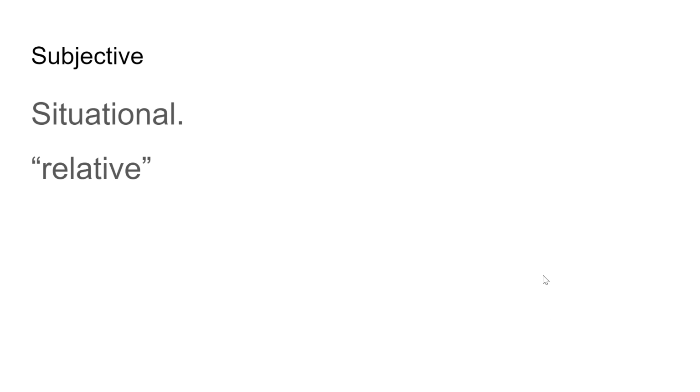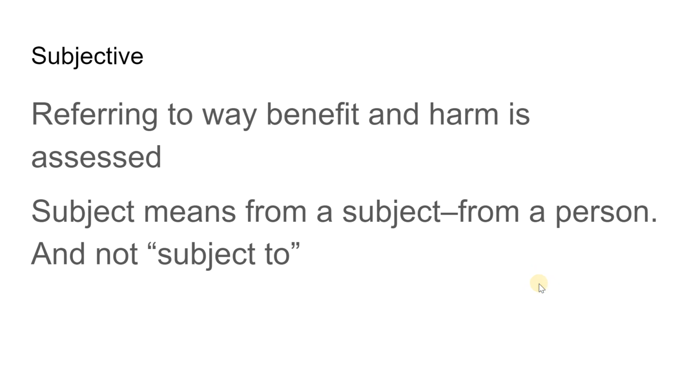When we turn to the topics of this chapter, subjective is being used in a different way. It's being used to describe how the benefit and the harm is assessed. So subjective, I spelled it wrong there, means from a subject. And a subject is a person. It's you or me. Okay, so a subjective assessment of benefit or harm is not subject to something. So don't get thinking that way, but rather it's something made by a subject. Aren't they all made by a subject?